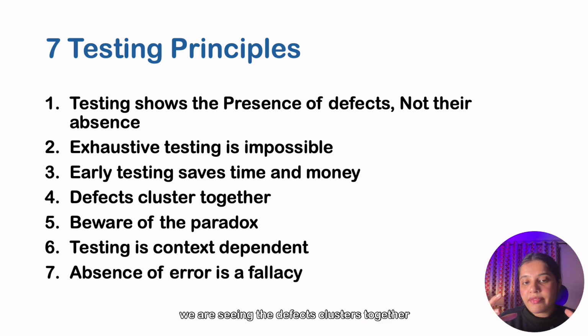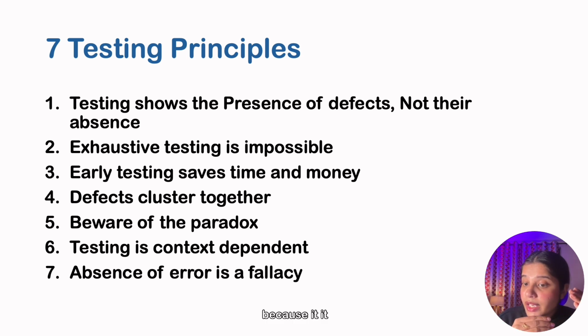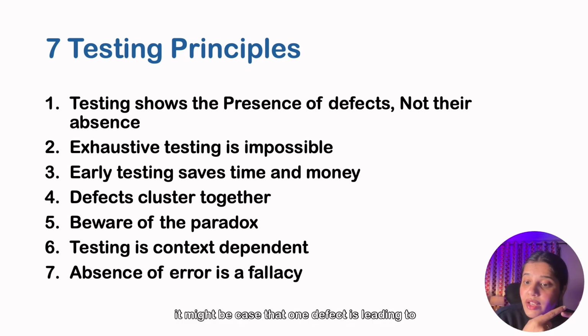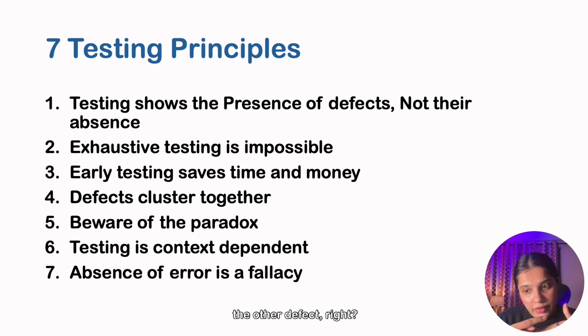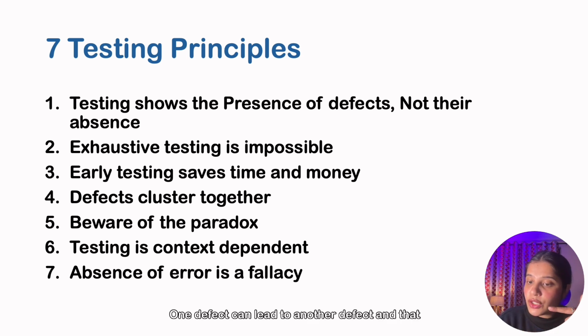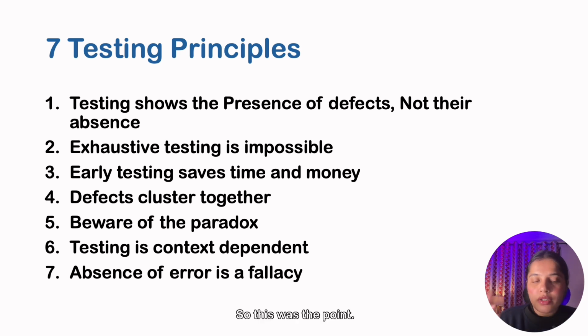So we are saying that defects cluster together, because it might be the case that one defect is leading to another defect, right? One defect can lead to another defect, and that will keep on multiplying. So this states that defects cluster together, right? So this was the point.